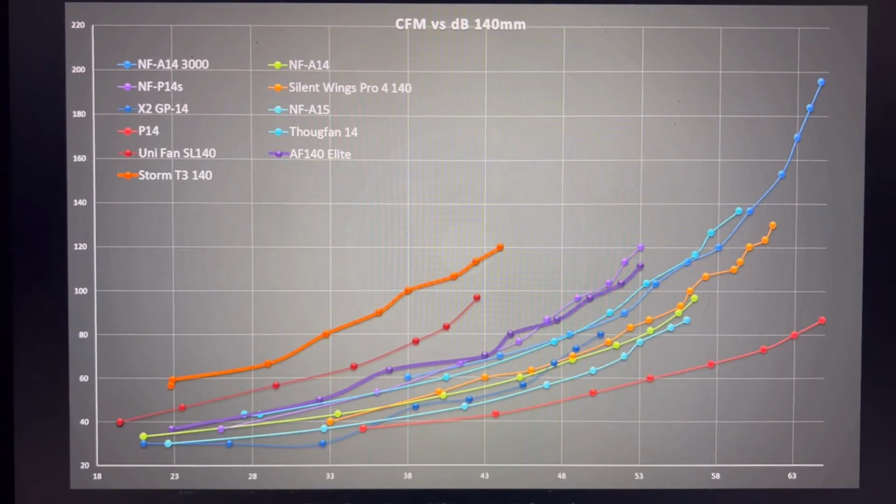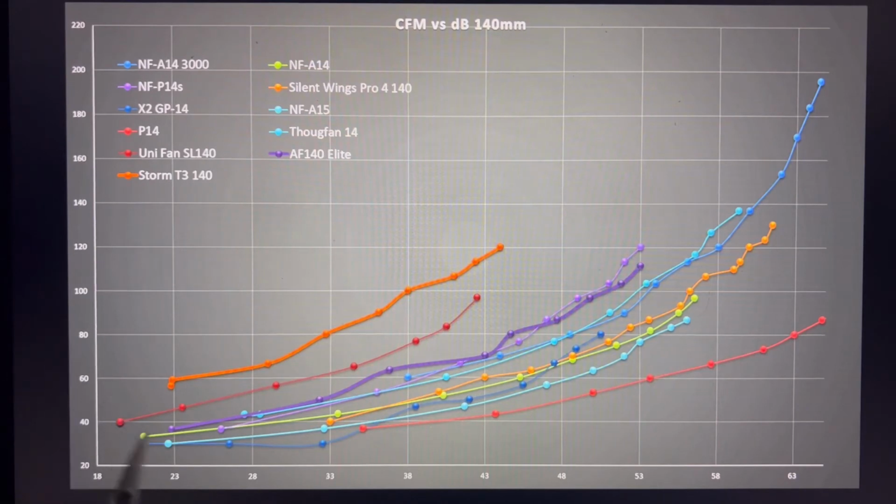Looking at the same sort of data, just from a slightly different perspective. So we have noise on the bottom versus CFM on the vertical. And so this is the way we know how much CFM airflow the fan is producing for a given noise value across the data points that I collect. And the Storm T3 is towards the top of the graphs. It's producing quite a lot of CFM for its airflow, but it lacks the top end airflows that a lot of other fans can produce. But for its given range, it's one of the quieter fans.